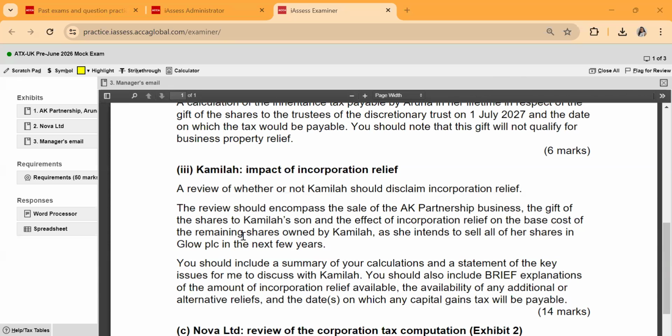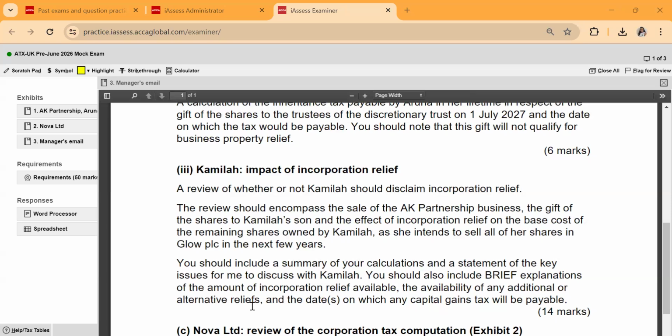If we go for incorporation relief, as she intends to sell all of her shares in Glow Company in the next few years, you should include a summary of your calculations and a statement of the key issues for me to discuss with Camilla. So the statement of key issues as well as the calculations. You should also include brief explanations of the amount of incorporation relief available, the availability of any additional or alternative relief, and the due date for payment of CGT.